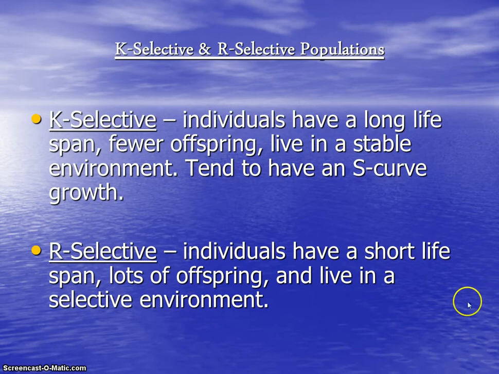You have a couple of different types of populations that can occur. You've got K selective and r selective. K selective are just those types of populations that have organisms that have long lifespans, very small amounts of offspring, like humans, for example. Where r selective populations would be animals like insects, that live very short lifespans, but they have a lot of offspring. So that would be categorizing the different types of populations.